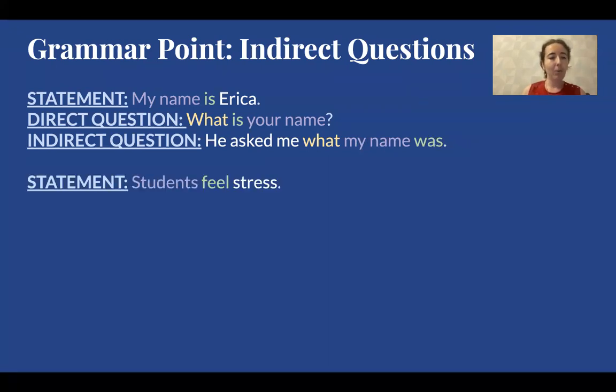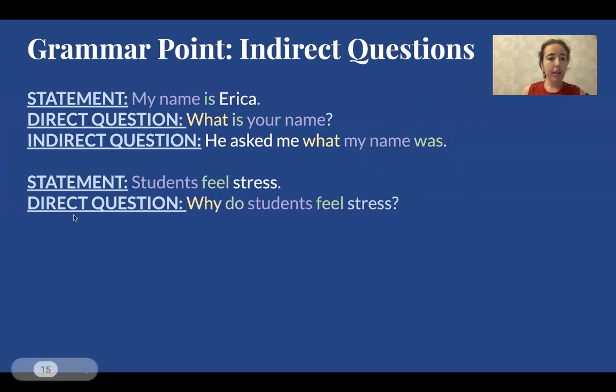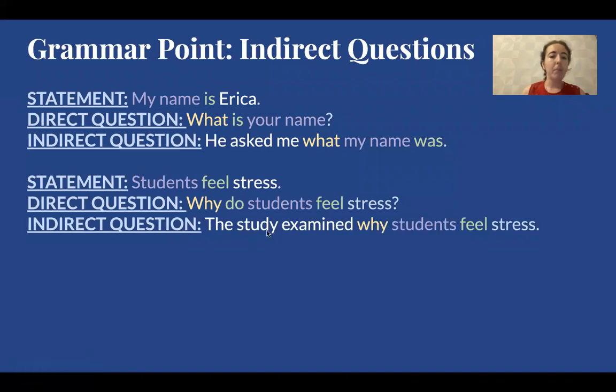Or a more academic one that's less facile. Students feel stress. Okay, so subject, verb. The direct question, why? Question word, do. This is auxiliary verb. Students feel stress, right? And then the indirect question related to that might be the study examined why, question word, students, subject, feel stress, right?